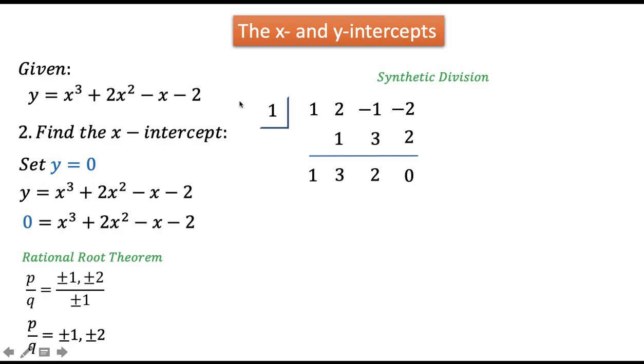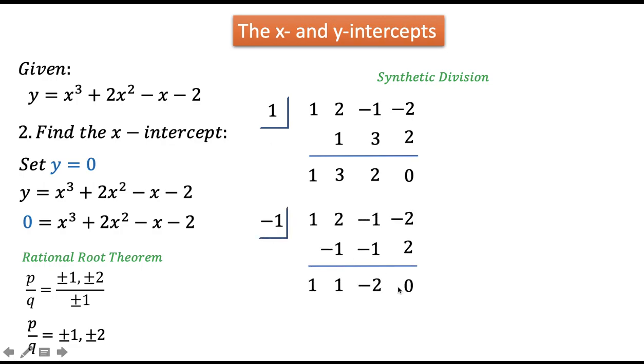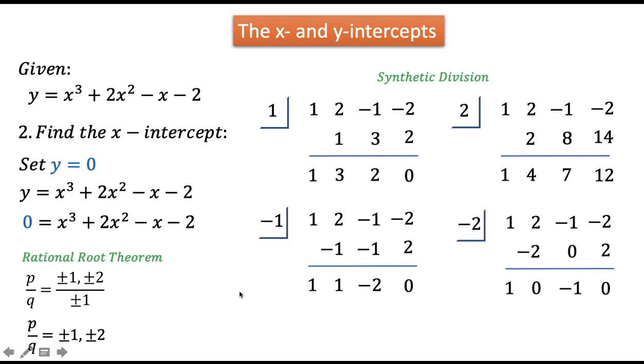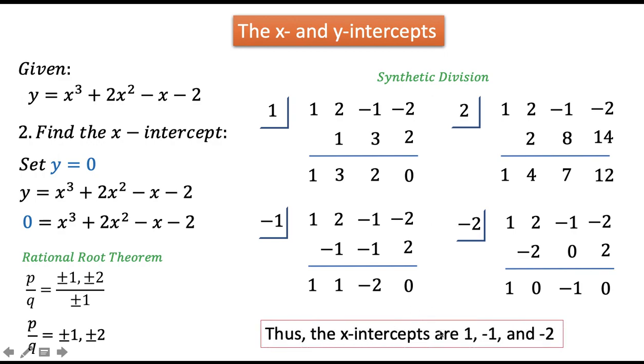Doing the synthetic division, it shows that the remainder is 0 in positive 1. In negative 1, the remainder is also 0. In positive 2, the remainder is positive 12. So it's just similar with the remainder theorem. If our number indicator is negative 2, the remainder is 0. So again, this tells us that positive 1, negative 1, and negative 2 are the x-intercepts in this given function. So we can use the remainder theorem or synthetic division. It's up to us which of those methods works for us.